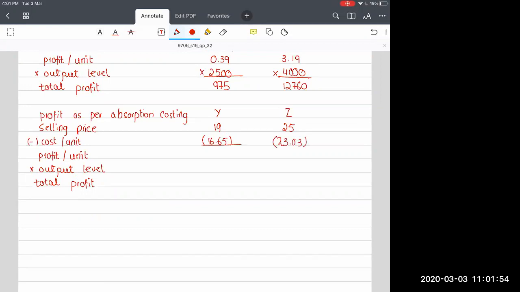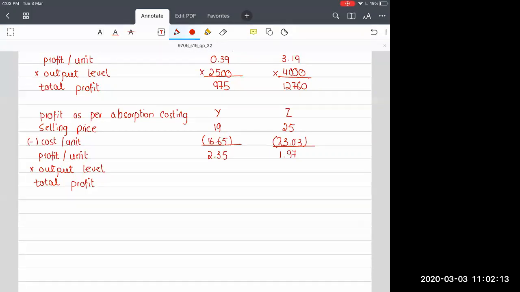So it's 19 minus 16.65. Profit per unit comes to 2.35, and over here 25 minus 23.03. It's 1.97. It's 23.03. All right.